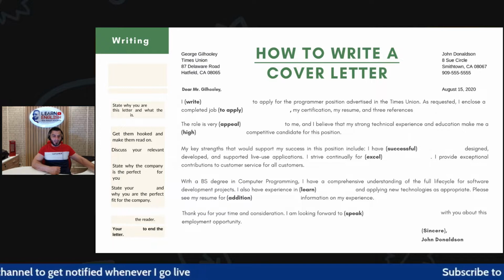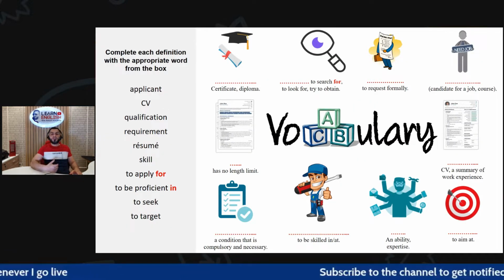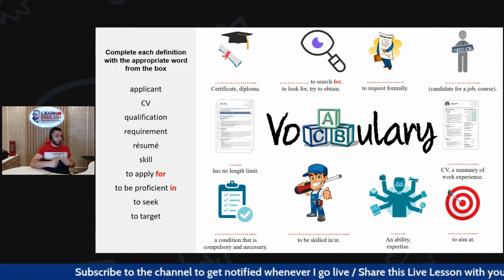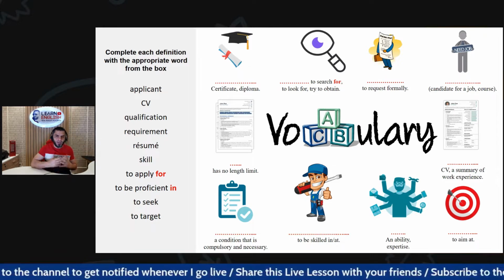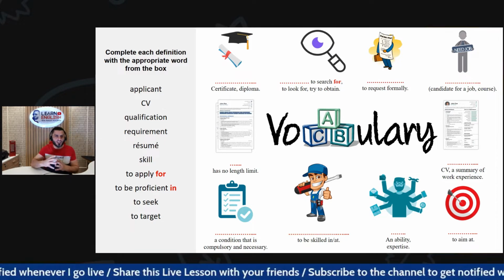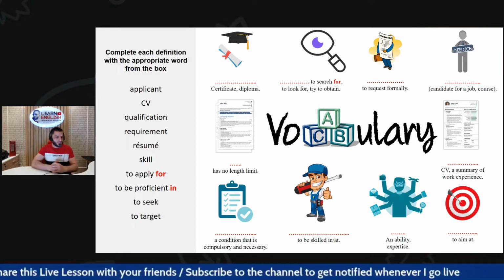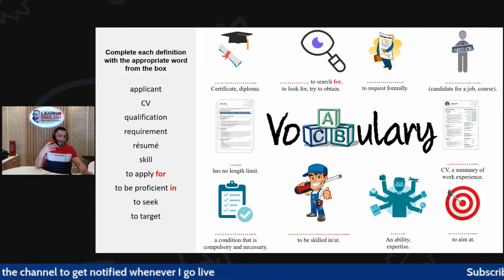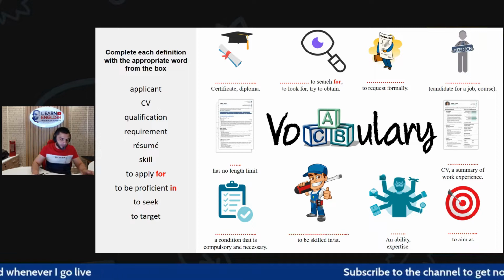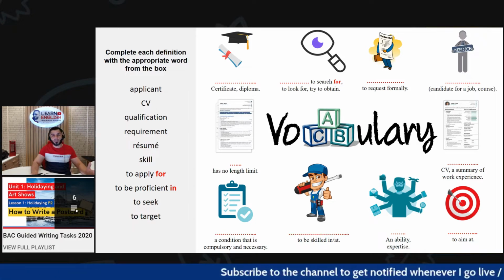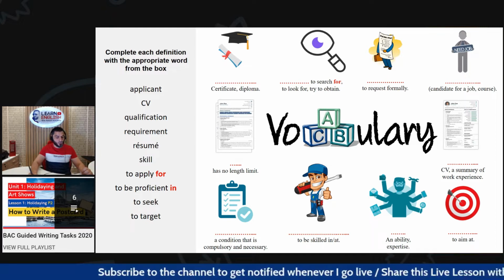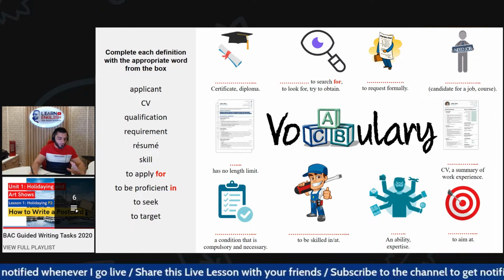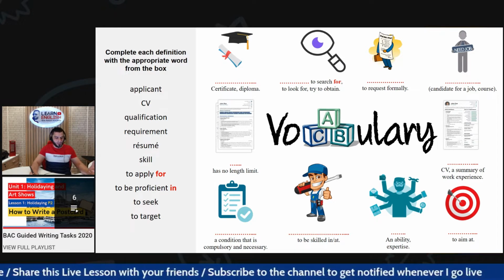But before that, we are going to go over this vocabulary exercise to be familiar with some of the words related to this lesson. So what we have to do here is to complete each definition or synonym with the appropriate word from the box. So what do we have here in the box? The first one, we have applicants, then we have CV, then we have qualification, then we have requirement, then we have resume, then we have skill, then we have four verbs: to apply for, to be proficient in, to seek, and to target.